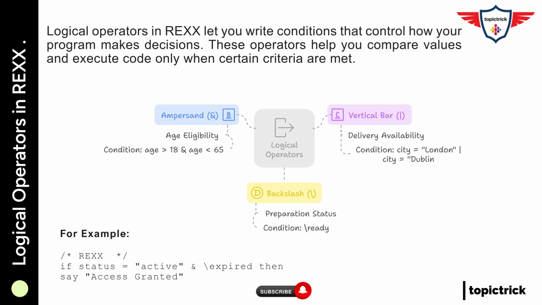And finally, we have the backslash, which is used for the not operator. It flips the logic. For example, if \ready, then say still preparing. This means if ready is not true, then it will print the message.